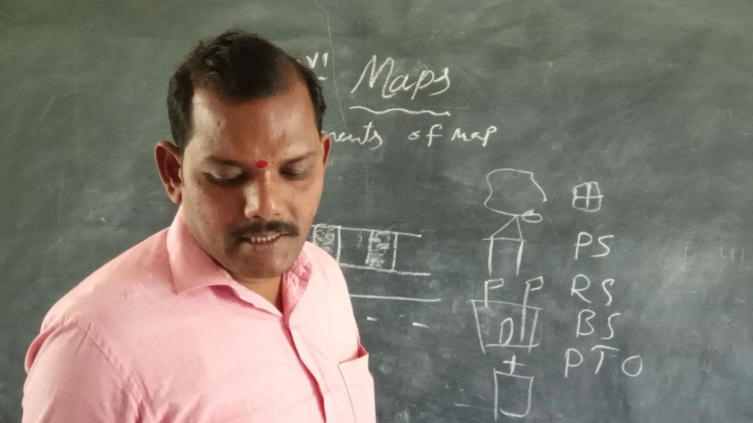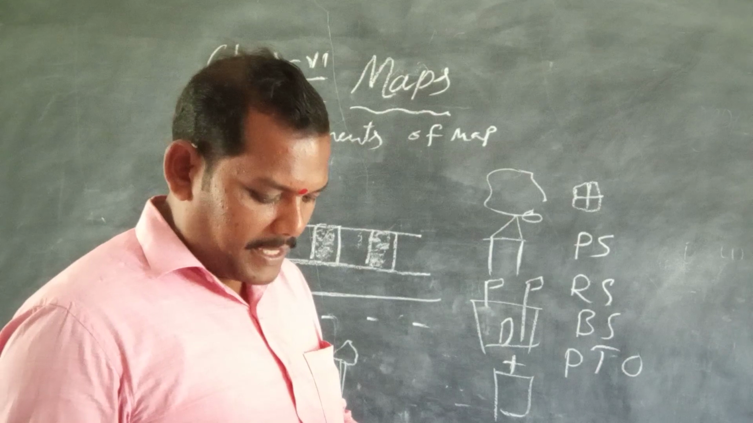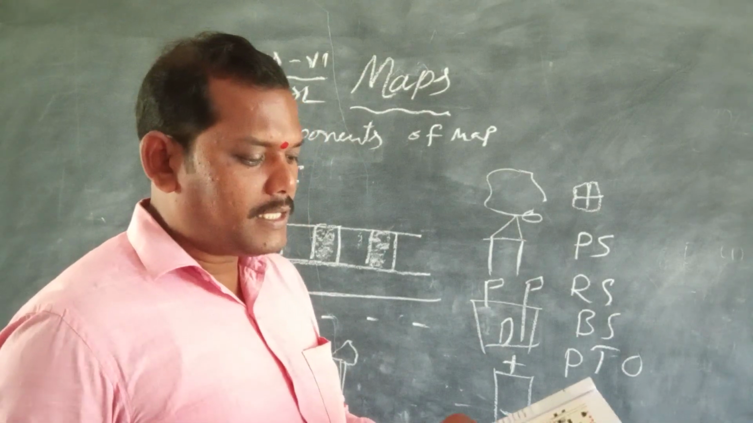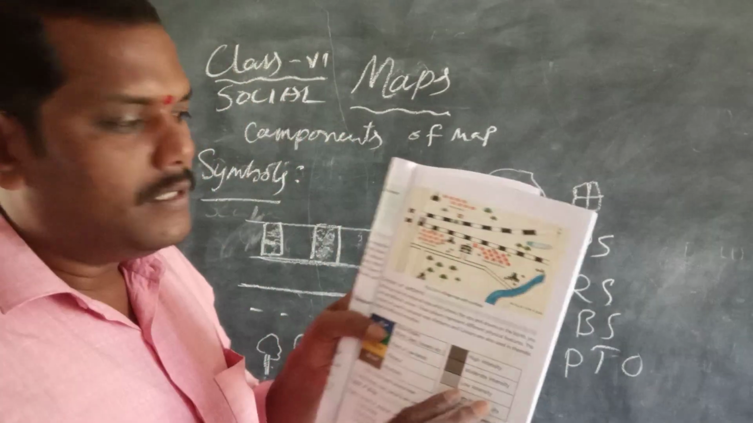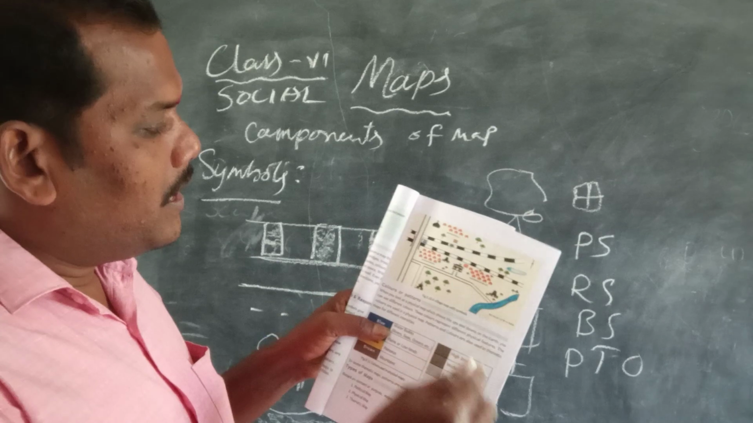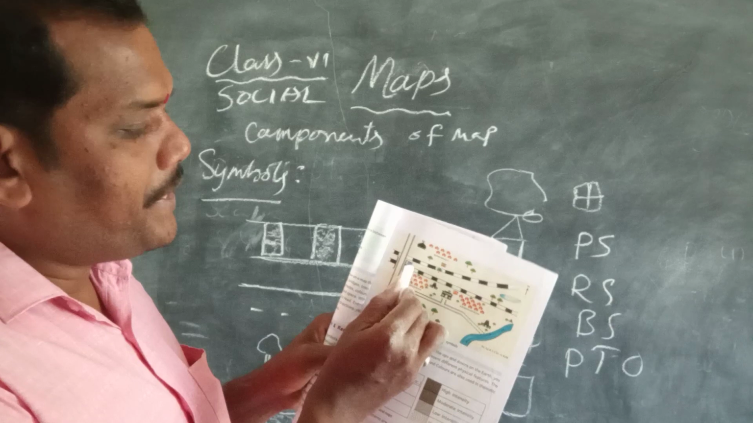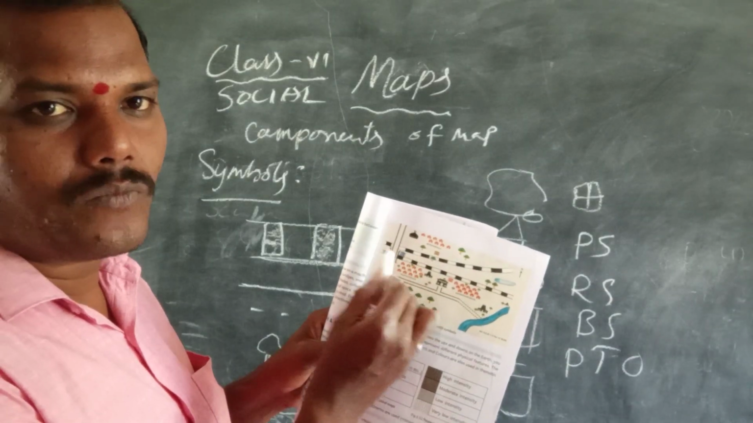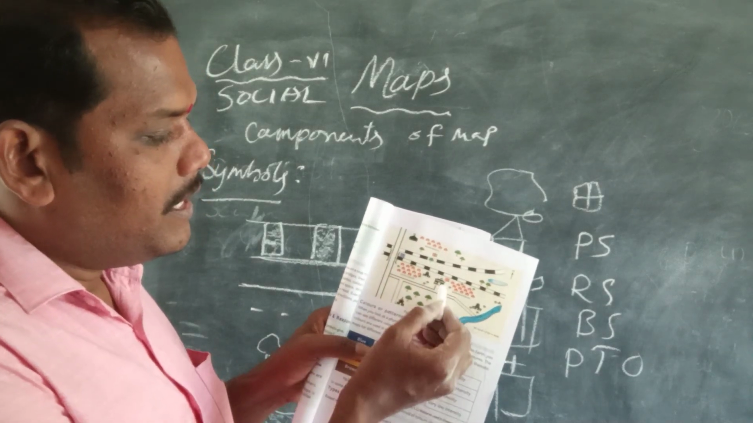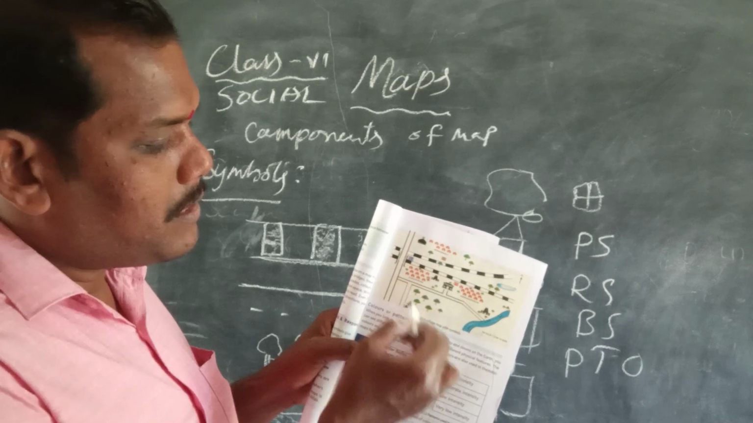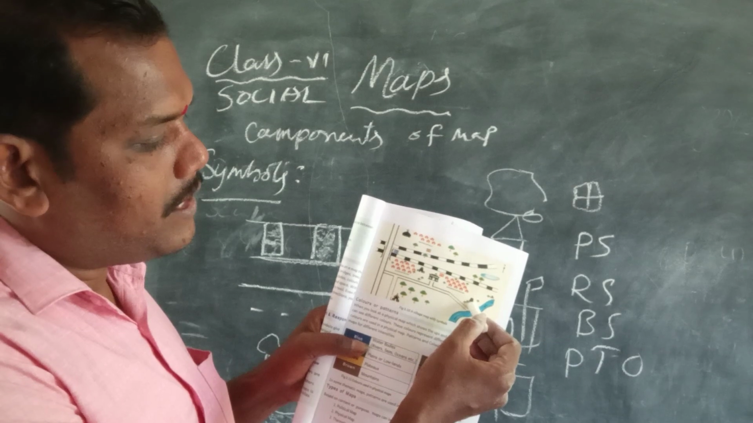How can we show these? Take the example or picture in our textbook. Just see here, page number 33. This is one village shown with the help of symbols. Right? Here you see. This is the line of broad gauge. Right? RS means the railway station. Here some houses are there. Here the school. Here some houses. This is the river. And this is the temple here.